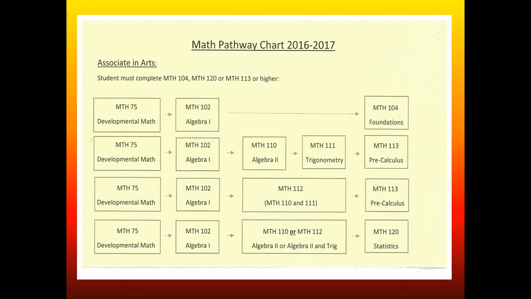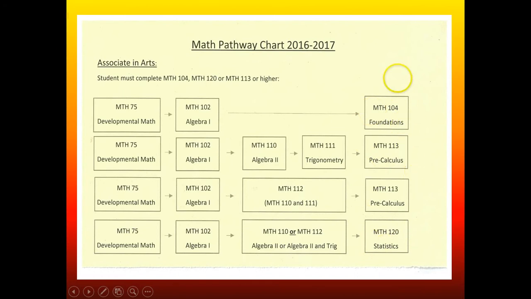Here's the math pathways chart. This is one example. It actually has 3 different degrees listed on it. Looks a little confusing, but again, we'll help you work through this. This shows a variety of pathways just for the one degree, the Associate in Arts. Off to the right, you'll find that any of these 3 classes, Math 104, Math 113, or Math 120, will fulfill the math requirement for the Associate in Arts.